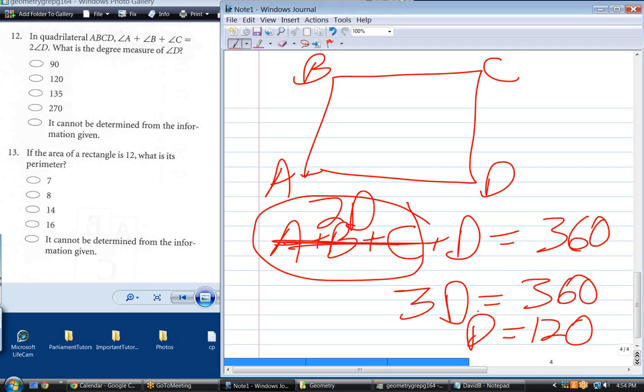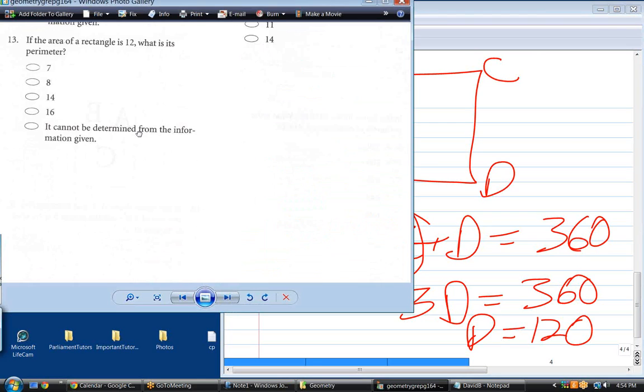Whenever you're trying to solve something like this where you've got four variables, you better be able to get it down to one variable quickly. And we were able to. In other words, we could replace these three variables with a 2d, and we already have a d, so now we can solve it easily.